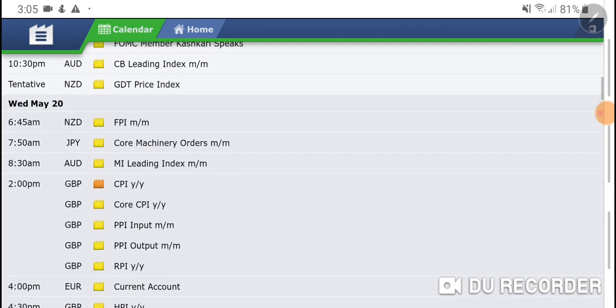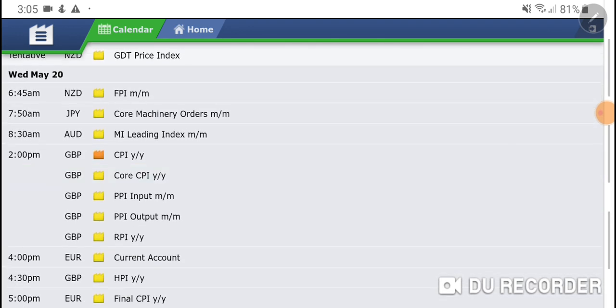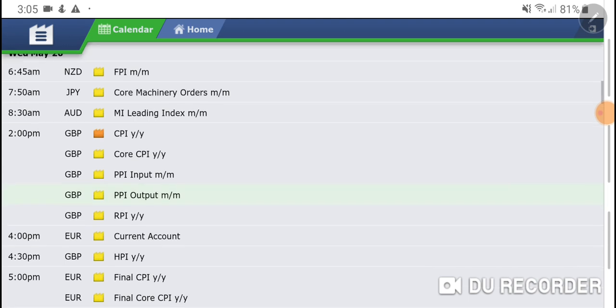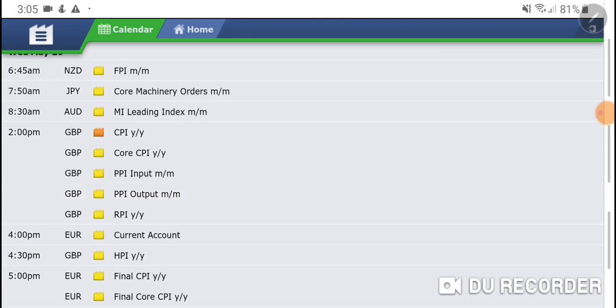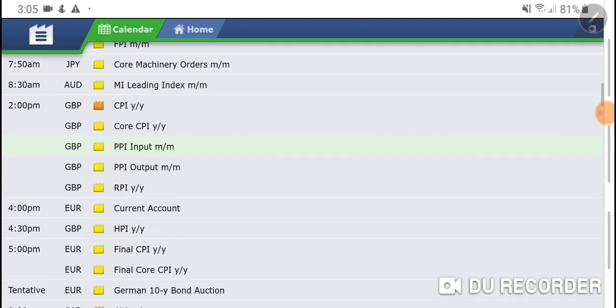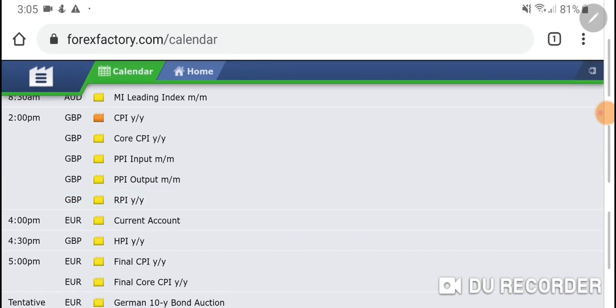Alright? Now, Wednesday, CPI news naman sa GBP. So, medyo highlight si GBP this week. Talagang magkakaroon tayo ng maraming market reaction. Alright? So, keep that in mind. Kaya kung mga new traders kayo and you don't feel confident yet, I suggest stay away muna sa GBP.